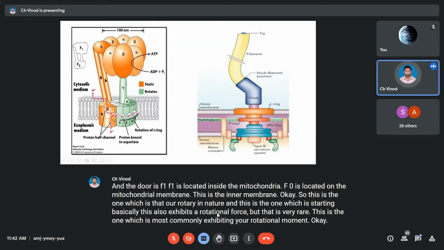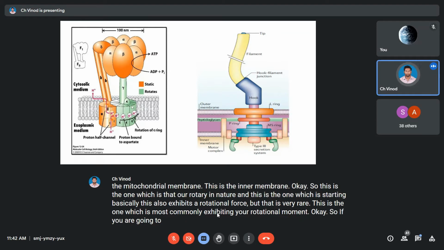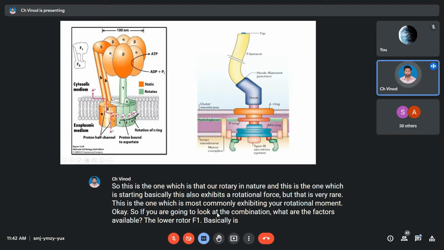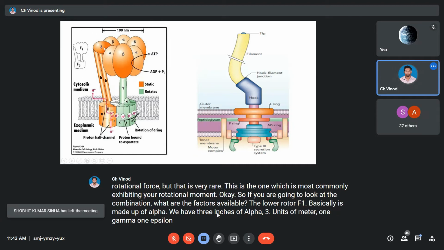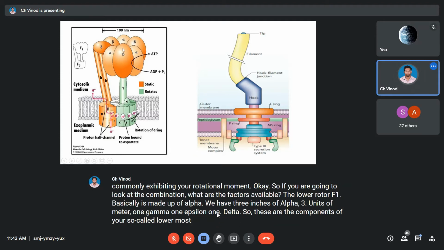Okay. So if you're going to look at the combination, what are the factors available? The lower rotor F1 basically is made up of alpha. We have 3 units of alpha, 3 units of beta, 1 gamma, 1 epsilon, 1 delta. So these are the components of your so-called lowermost rotor F1. And coming to your upper rotor, this is made up of three different components.